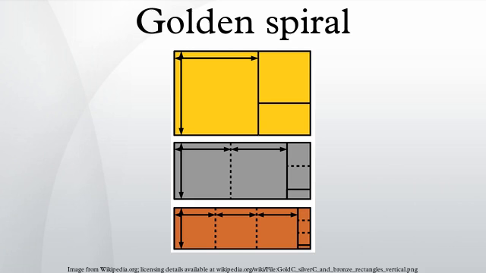In geometry, a golden spiral is a logarithmic spiral whose growth factor is φ, the golden ratio. That is, a golden spiral gets wider by a factor of φ for every quarter turn it makes.